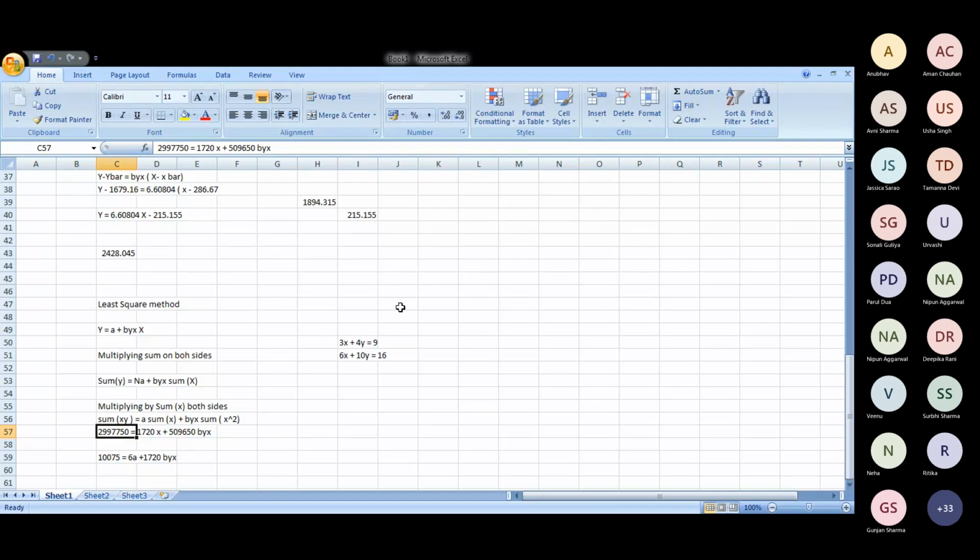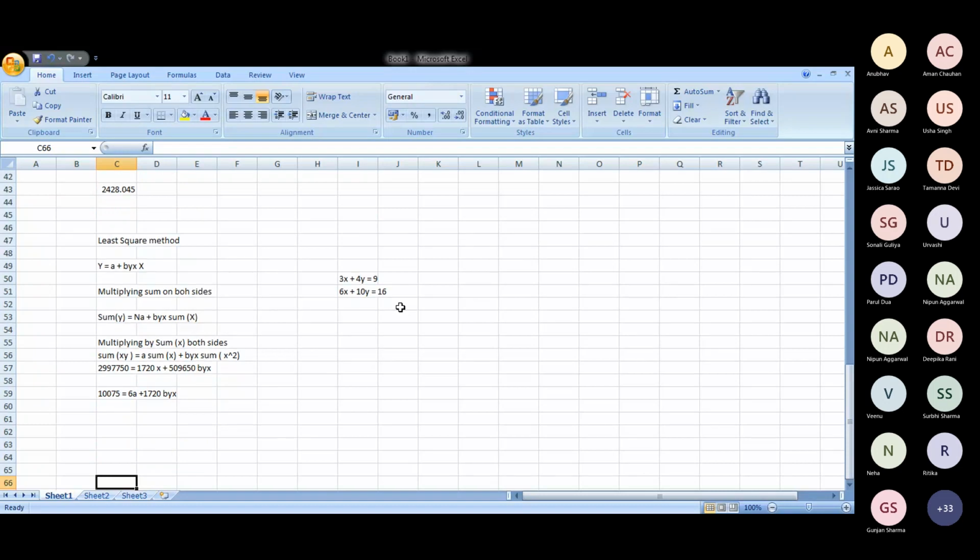a and byx. So the values of a and byx will come the same as in the formula method, but there is only a change in the method. So if you cross verify it, it will come in the same values. So we get the a and byx. So this is your least square method to find the values of a and byx. Fine. So this is your regression equation by the formula and by the least square method.